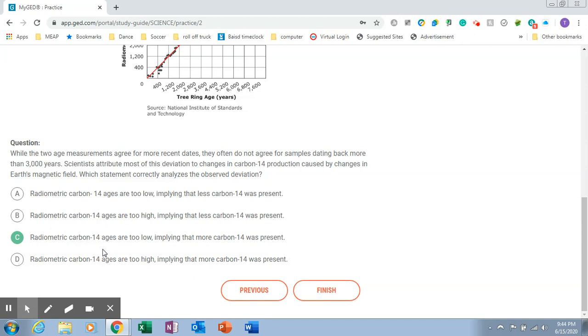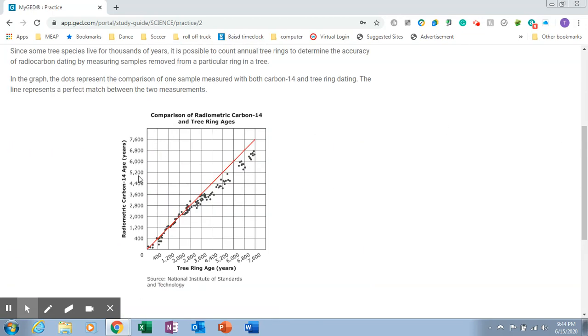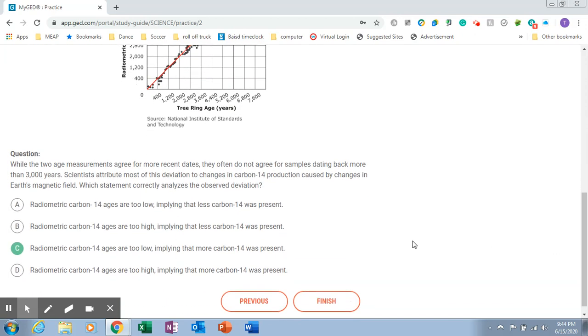So, as radiometric carbon-14 ages are too low, that's what we have here. They're too low. They're below this line. That implies that there's more carbon-14 present. That implies a younger organism.